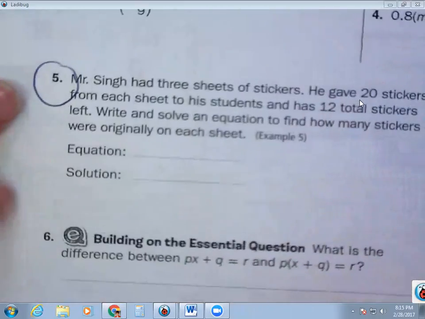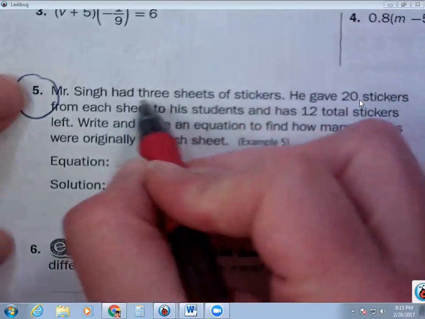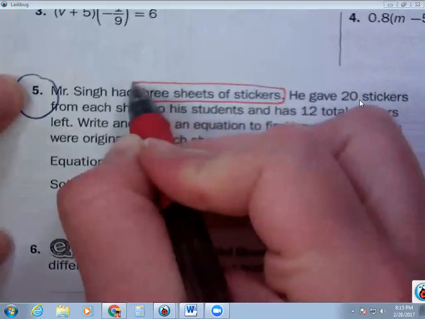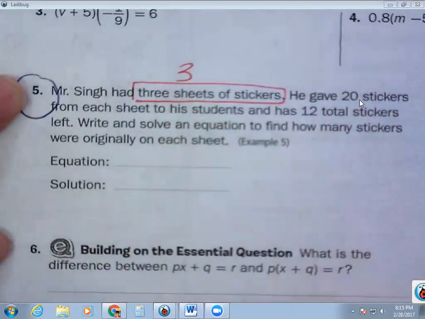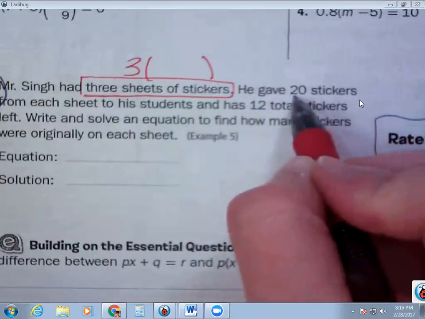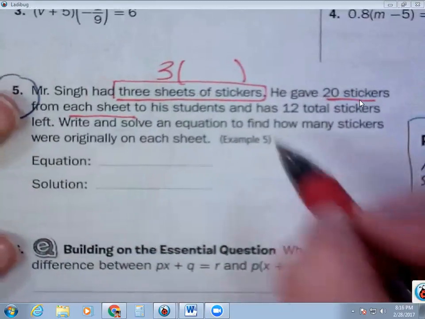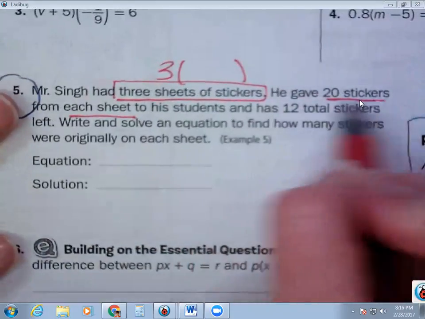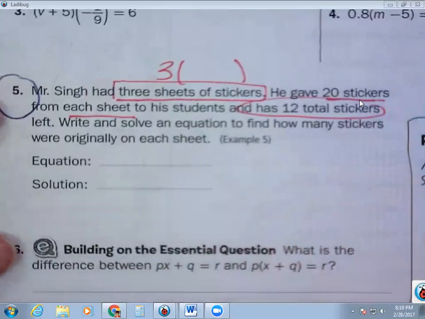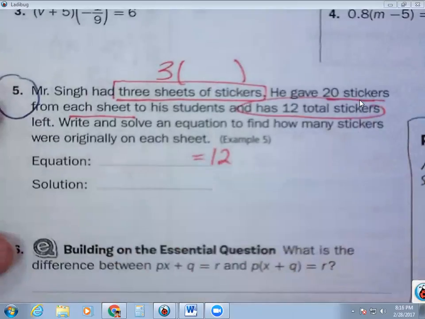So take a look at 5 down here, and I'm going to walk you through another one. Mr. Singh had 3 sheets of stickers. Got 3 of something, right? So it's probably going to be 3 times some kind of quantity. Let's look. He gave 20 stickers from each sheet to his students. And at the end, he has 12 stickers left. So my equals is going to be 12, right? At the end, it's going to be 12. That's how much he's got left.